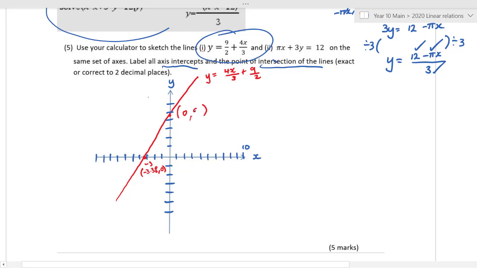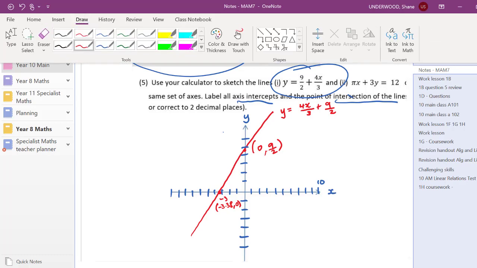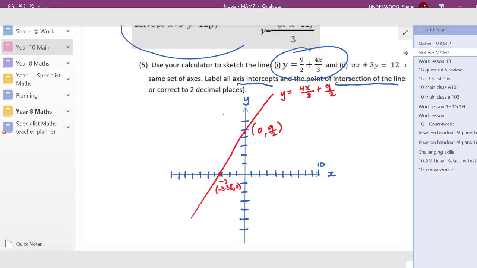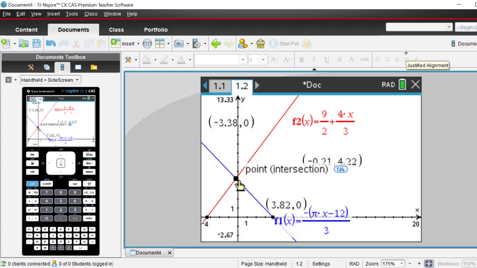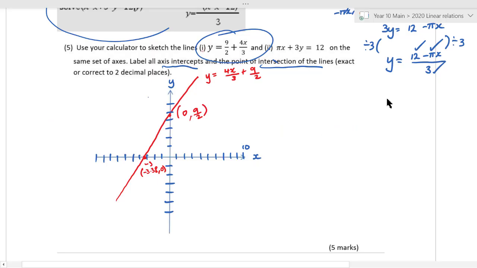Okay? If you say 9 over 2, that's also fine. Now, I'm going to do the other line in green. The other line, if you have a look there, goes exactly through 4, and we know that the X-intercept goes through 3.82, let's just say there. And what we're going to do is join the dots.